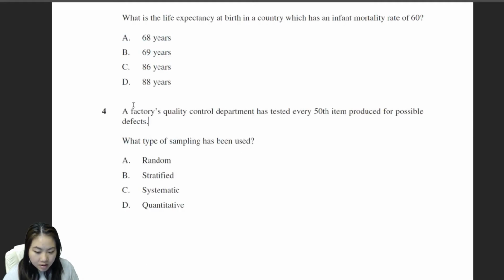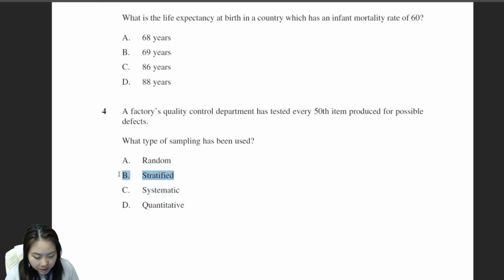Number 4. A factory's quality control department has tested every 50th item produced for possible defects. What type of sampling has been used? It's not random because they're not randomly picking it out. They're picking every 50th item. And that would be systematic. They have a system. Their system is to pick out every 50th.